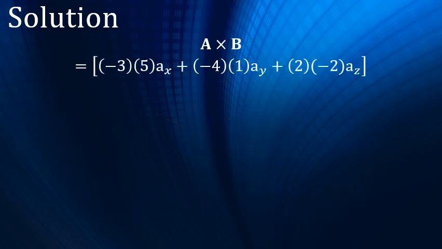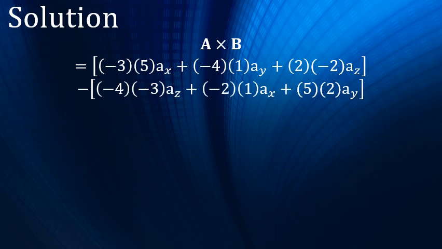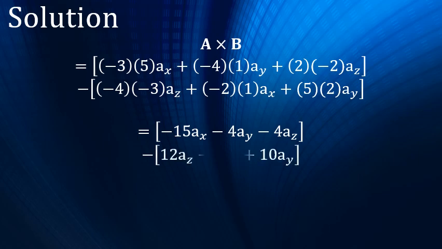Ayan, A cross B equals, kinopya ko lang yung kaninang slide. Pag sinimplify natin, ito yung mga pataas. Negative 3 times 1, negative 15, negative 4 times 1, negative 4, 2 times negative 2, negative 4. Then sa pababa, minus yung mga pababa. Negative 4 times negative 3 is 12. Negative 2 times 1 is negative 2. 5 times 2. Then, wala tayong magagawa dyan.